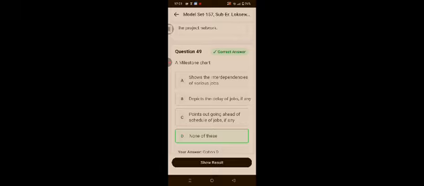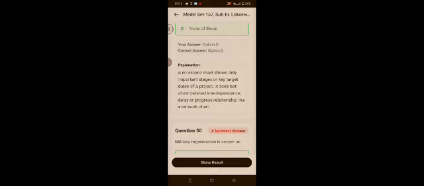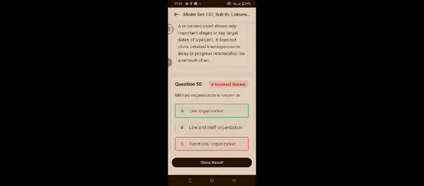Milestone chart does not show indeterminacy, does not show delay, does not show whether a point is ahead of schedule, nothing at all. Milestone charts are only important at the stage of key target dates of the project. It does not show indeterminacy, delay or progress relations like the network chart.